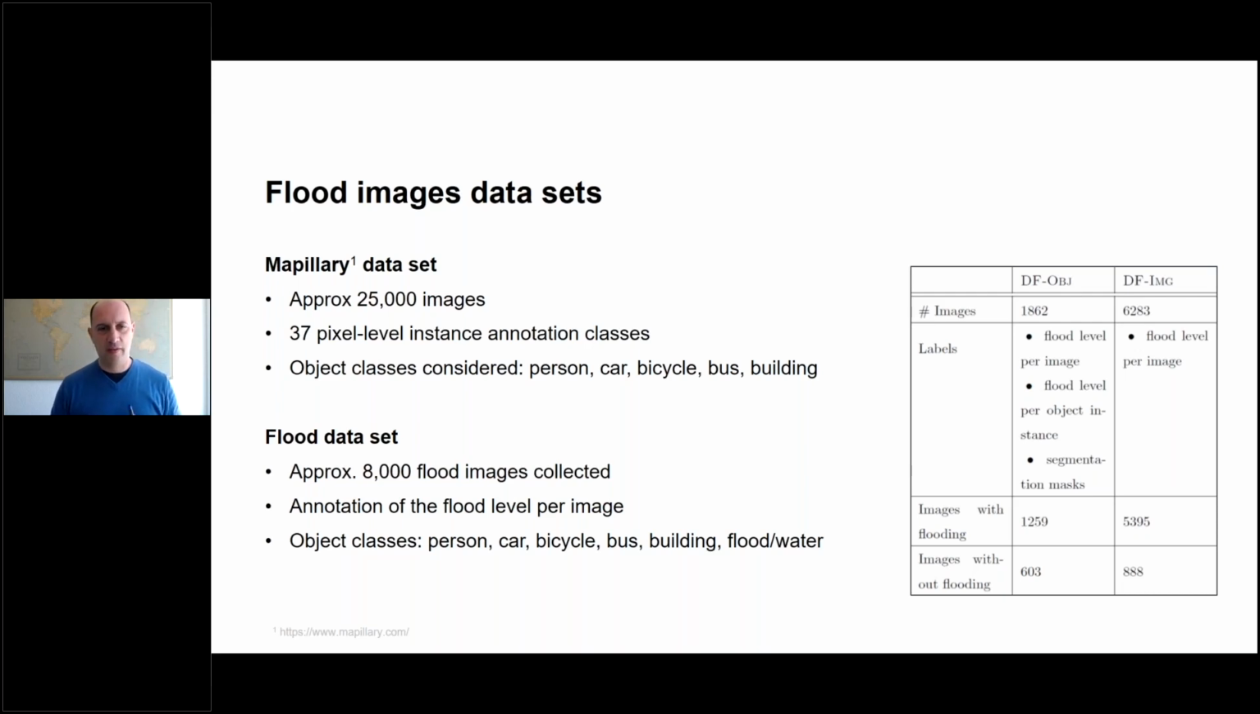Here we have these 8,000 images. We divided this into 2 datasets to use, one for the ranking and the other one for the regression.